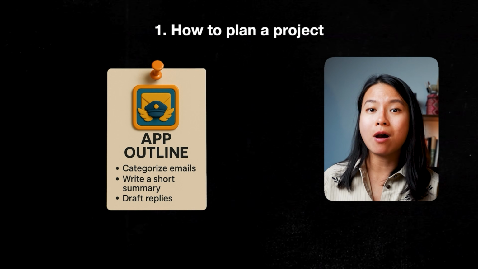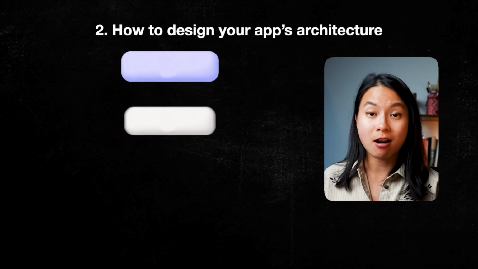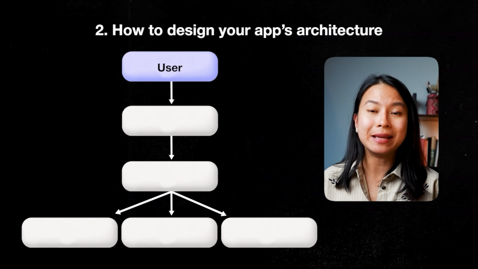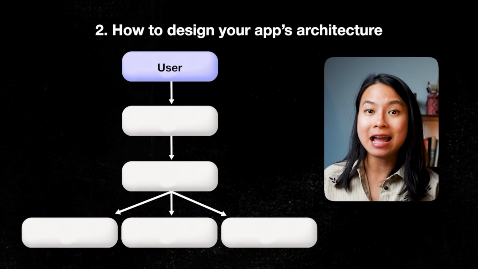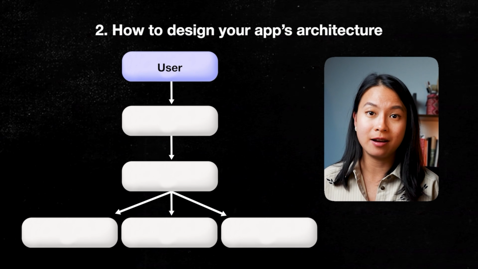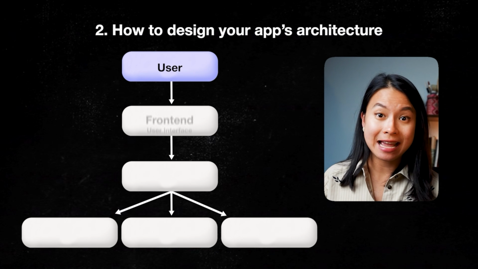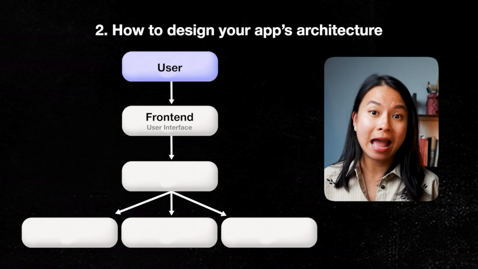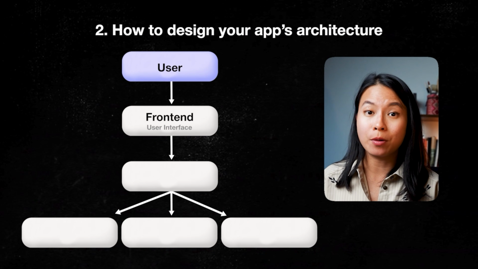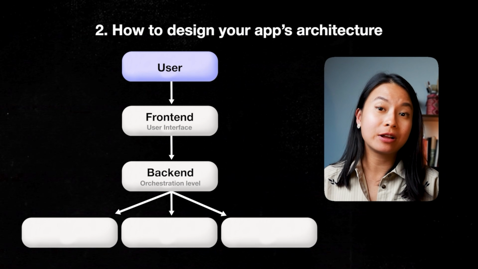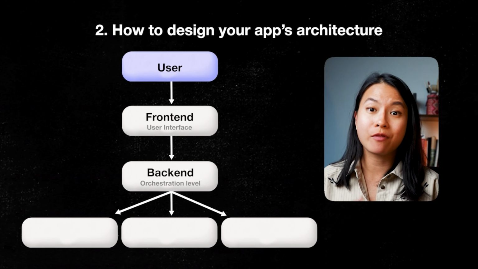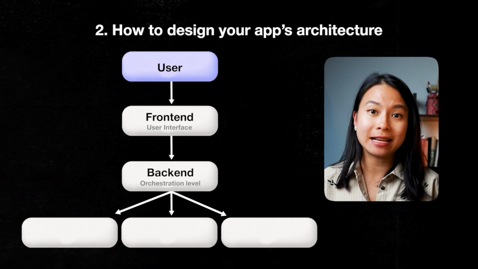And then we also want to learn how to design your app's architecture. This is how all the pieces of your app will interact. And at a high level, most AI applications have a few different layers. Firstly, we have the front end where users interact with your app, for example, through a web or mobile UI. And we have the back end where core logic lives, for example, handling requests, integrating different APIs, processing data, calling the LLM.